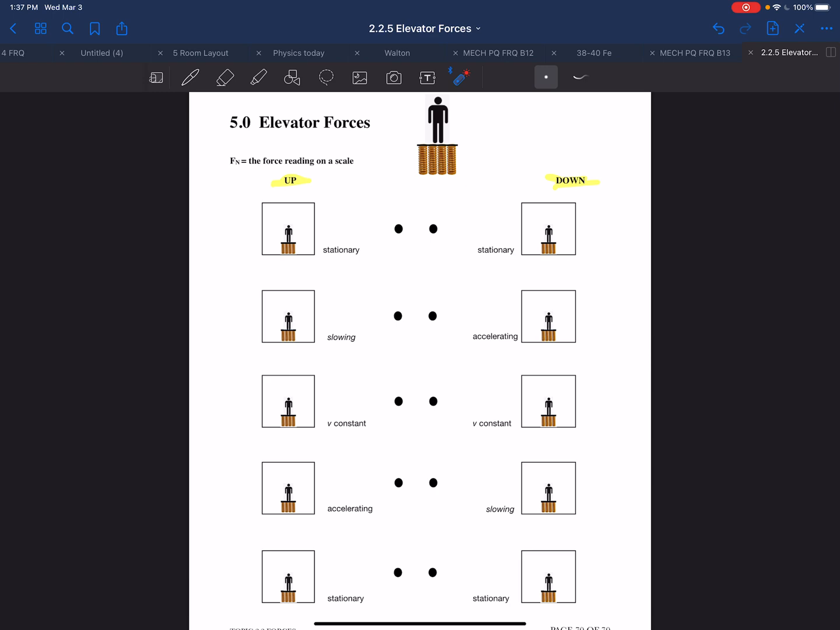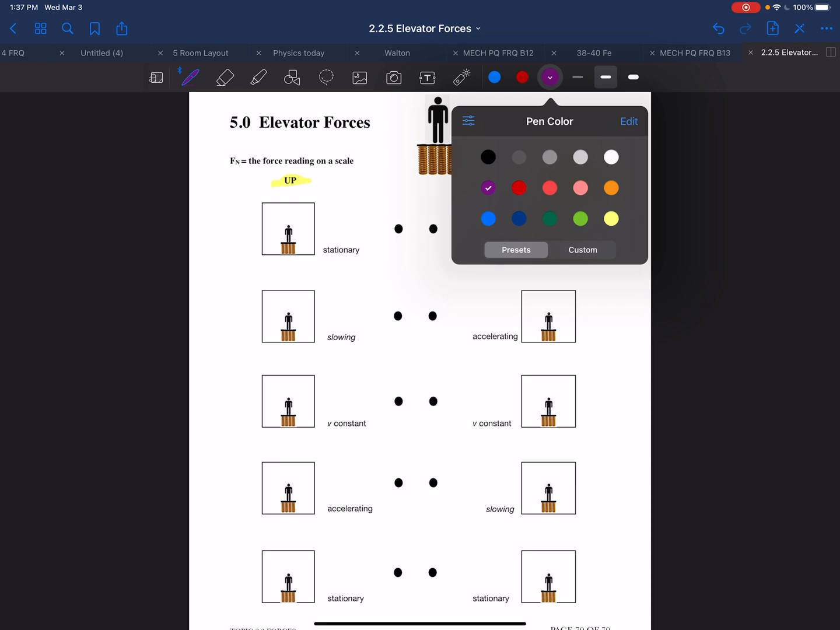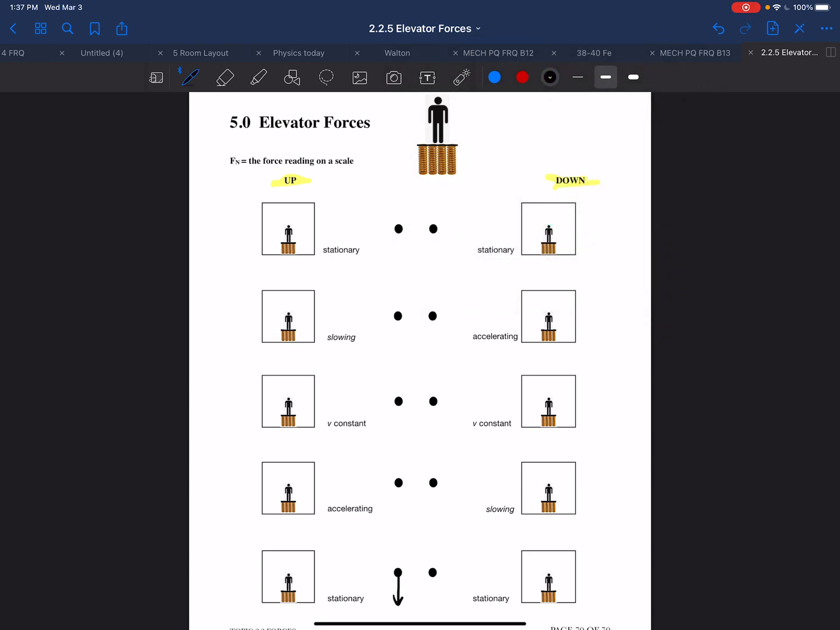Now, what we know is, since the distance between the center of the Earth and the person is not changing very much, that the force of gravity will be the same at every one of these locations. So we can put Fg, Fg, Fg, Fg, and Fg. So in all of those locations, the weight of the person is the same. The gravitational force of attraction between the Earth and the person is the same at every one of those locations.